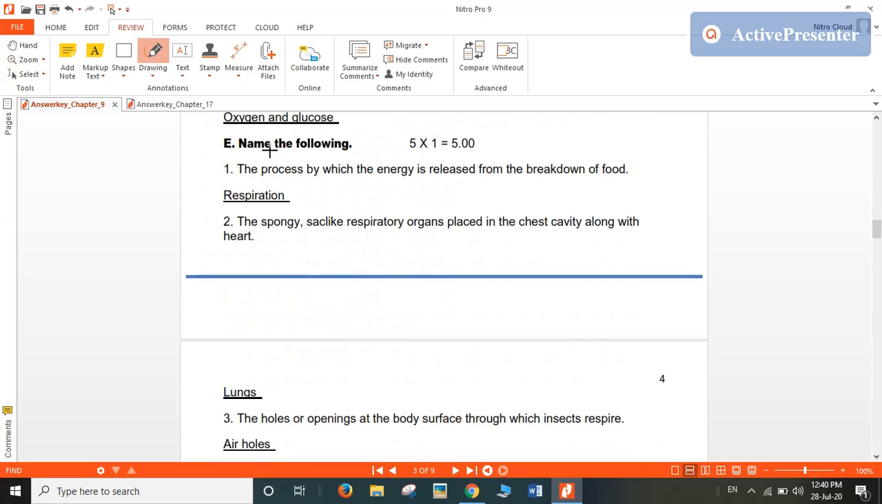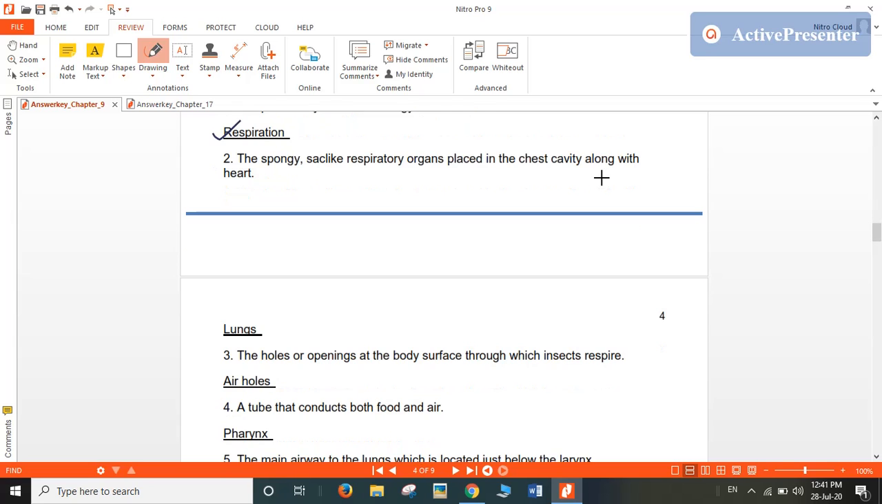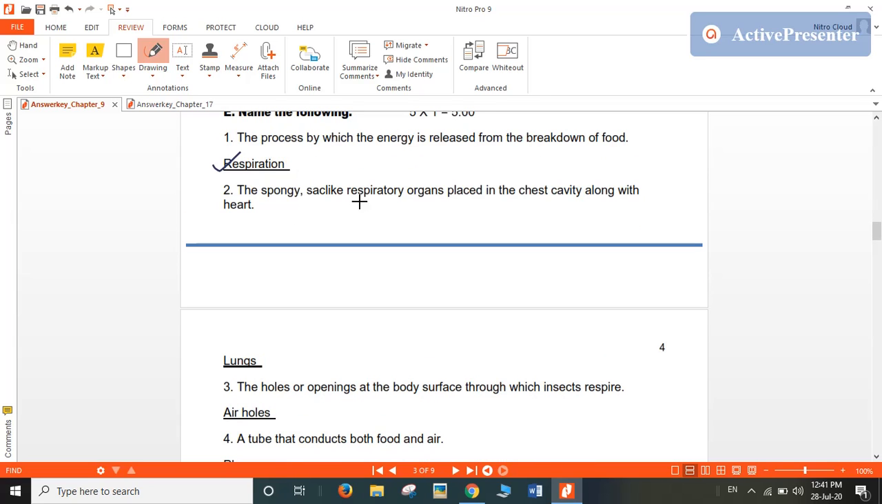Next exercise is name the following. The process by which energy is released from the breakdown of food is called respiration. Energy is released in respiration by breaking down the food. Next: the spongy and sac-like respiratory organs placed in the chest cavity along with the heart are called lungs. Lungs are the spongy and sac-like respiratory organs located in the chest cavity.